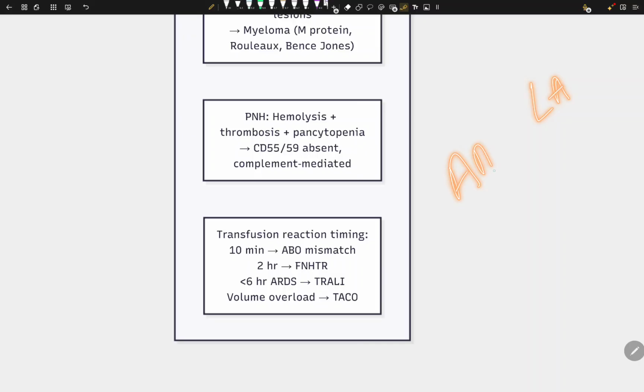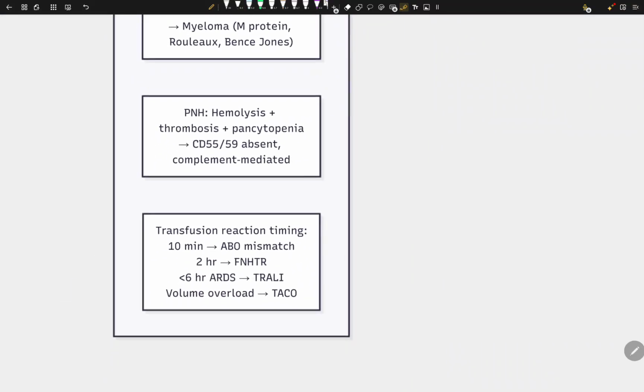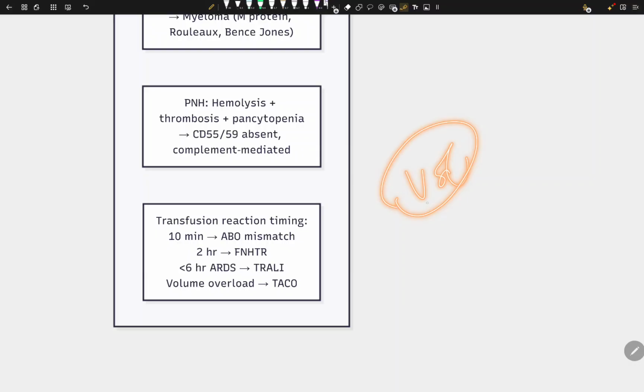What about TACO? TACO is just cardiac or more than 6 hours, and it's usually elders who are getting transfusion every day for 6 months, 2 years, 3 years, and then they have a higher volume of blood, and this blood actually goes back inside the lung, and then it kind of transudates. It just seeps out of the lung because the volume is so much.